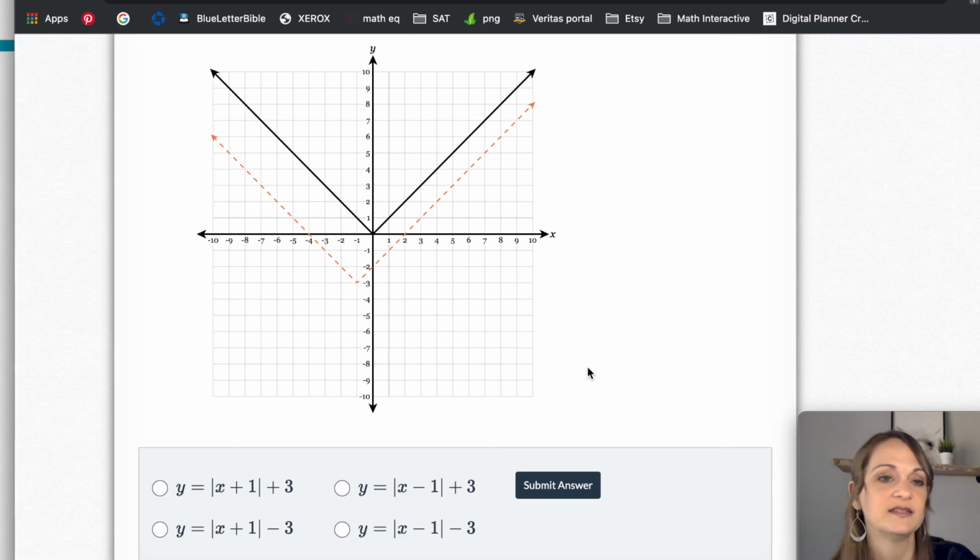So in this case, this happens to be an absolute value. We moved it down and we moved it left. And so moving left means we're going to take the opposite. So we went to the negative 1, so it's actually going to be a positive 1. So it's either going to be these two, and then we went down 3, so the answer should be this one. Going left 1 means the opposite sign, and then we went down 3, so it should be that one.